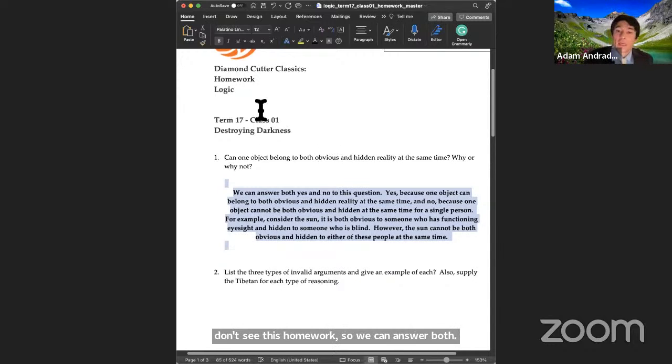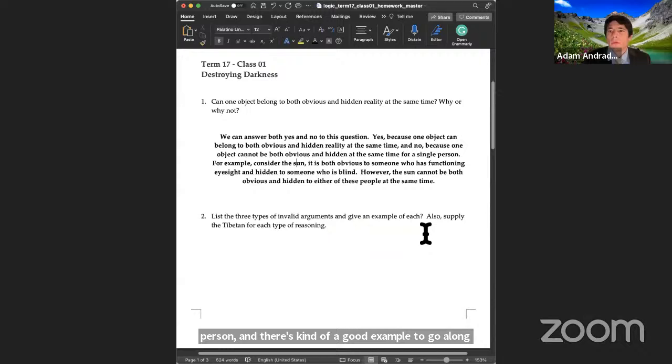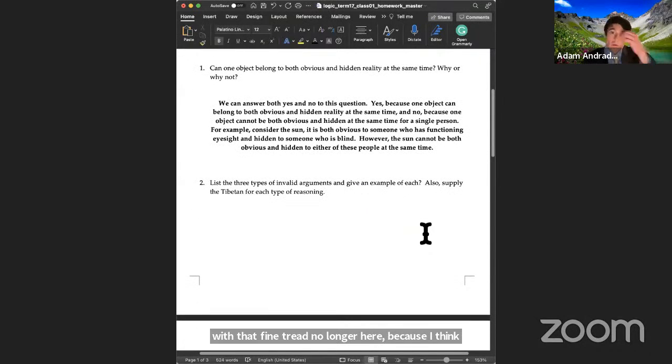Yes, because one object can belong to both obvious and hidden reality at the same time, and no, because one object cannot be both obvious and hidden at the same time for a single person. There's a good example to go along with that, but keep treading along here because I think it's self-explanatory. List the three types of invalid arguments and give an example of each.